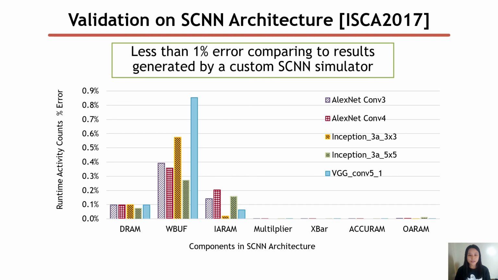So as you can see, we have less than 1% error compared to the results generated by the custom SCNN simulators on all of these example layers that we ran experiments on. So our framework is able to produce an accurate enough analysis compared to the ground truth for the SCNN architecture.